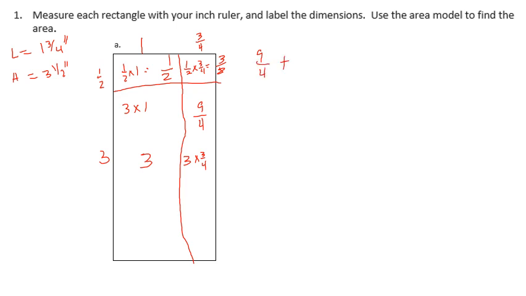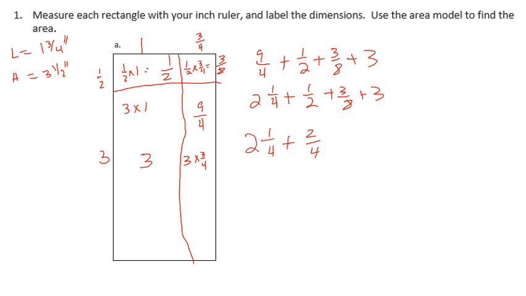So when I add them up, I have 9/4 plus 1/2 plus 3/8 plus 3. Now 9/4 is actually equal to 2 1/4, plus 1/2 plus 3/8 plus 3. Now I'm going to convert my halves to fourths by multiplying by 2. So 2 times 1 is 2, 2 times 2 is 4, so I know 2/4 is an equivalent fraction. Plus 1/4, 2 1/4, plus 3/8 plus 3.